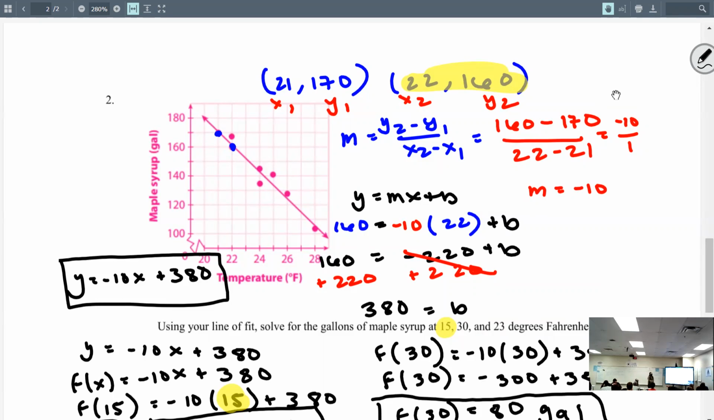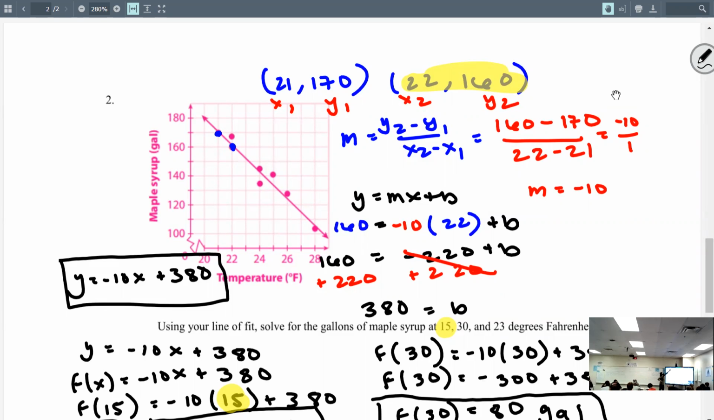All right, and this is a weirder word problem. The word problem isn't attached to it. It normally has a story. Right now it just has a graph. And the graph is telling you the temperature and the number of gallons of maple syrup that were harvested from a maple tree. That's a weird example, but that'll tell you how to answer these bottom questions here.